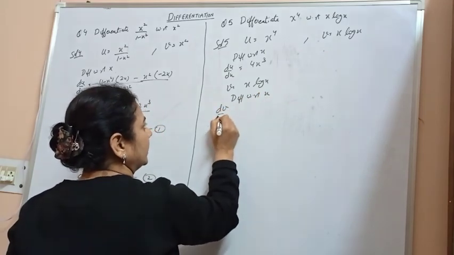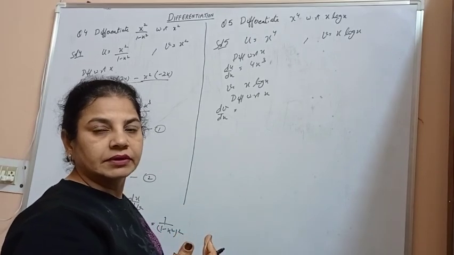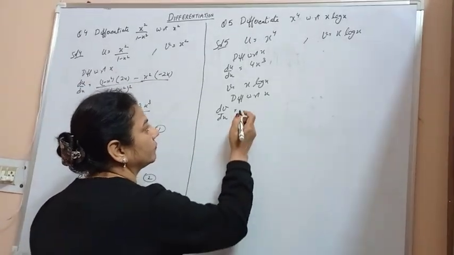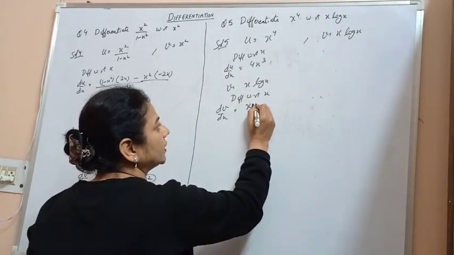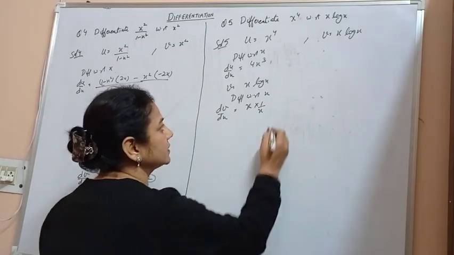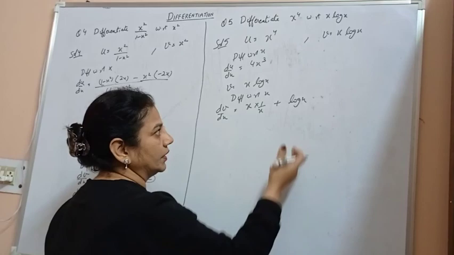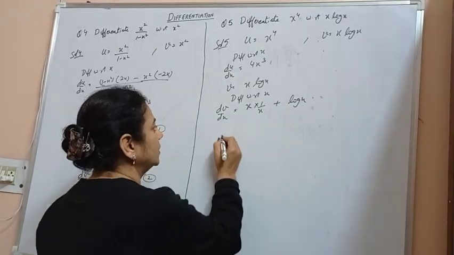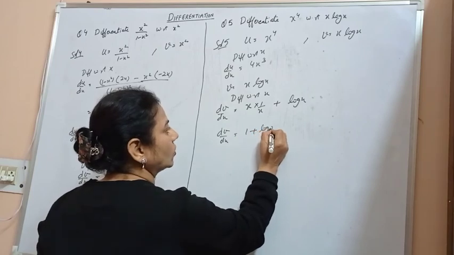So dv by dx: x and log x are two functions, so I will use the product formula. For that, x, the first function, into the derivative of the second function, the derivative of log x is 1 by x, plus log x into the derivative of x, which is 1. So I remain with log x only. So dv by dx is equal to 1 plus log x.